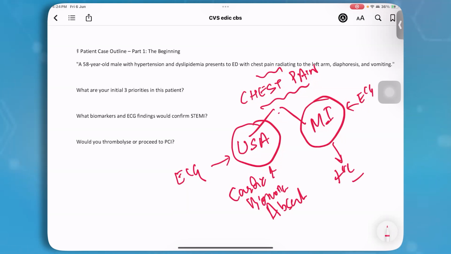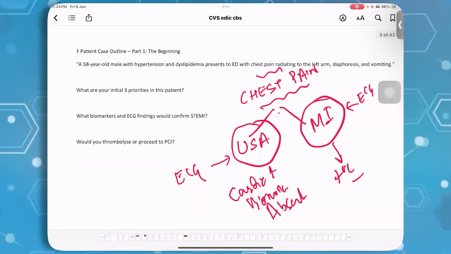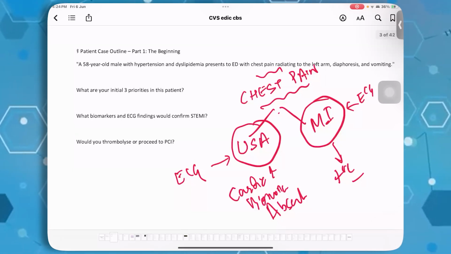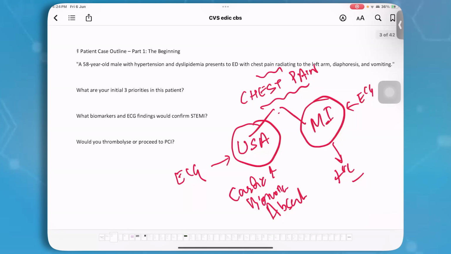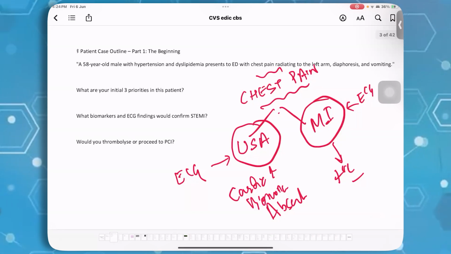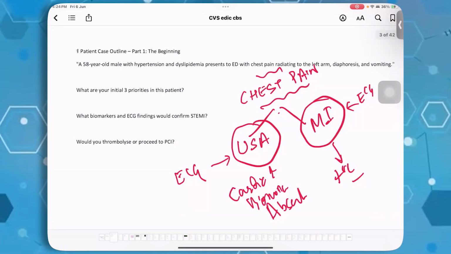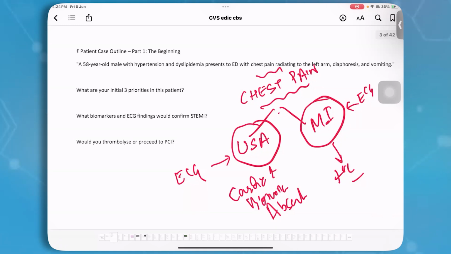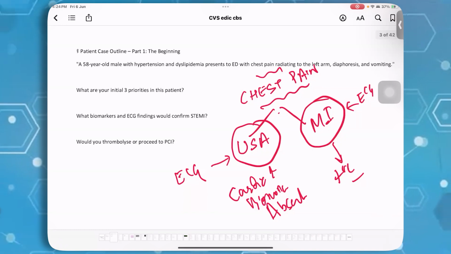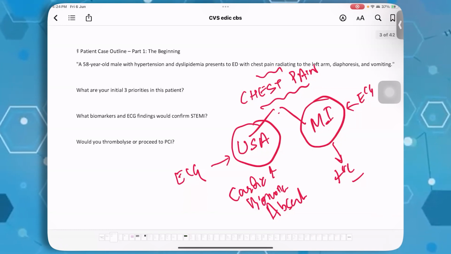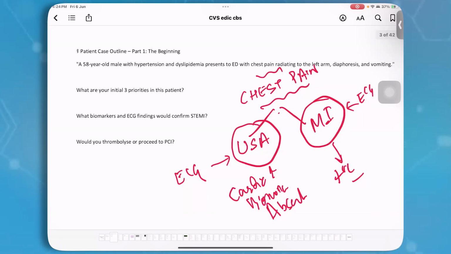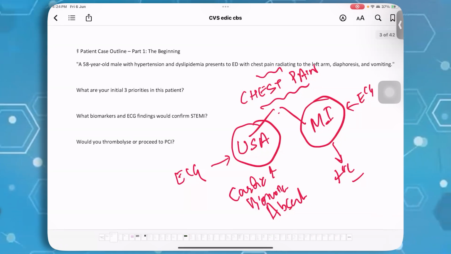So if the patient has an ST elevation MI, then you would consider thrombolysing the patient if the nearest PCI center is 120 minutes away. So you'll thrombolyse. In case you have a system in your own hospital, then you do a primary PCI.